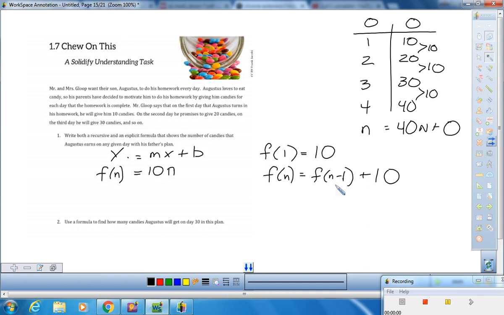Use a formula to find out how many candies Augustus will get on day 30 of the plan. Well, I don't think this is a very good plan by Mrs. Gloop. But anyway, it's much easier to just take the 30 and put it into this, because we don't know where he will be on the 29th. So it's better to use the explicit formula, and that's 10 times 30. He will be given 300 pieces of candy on that day.